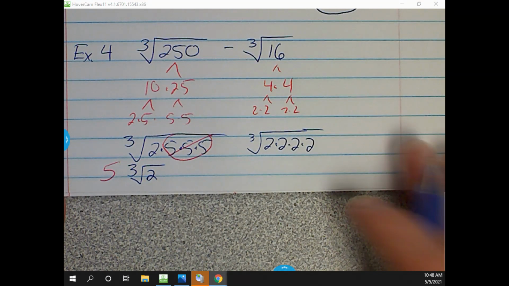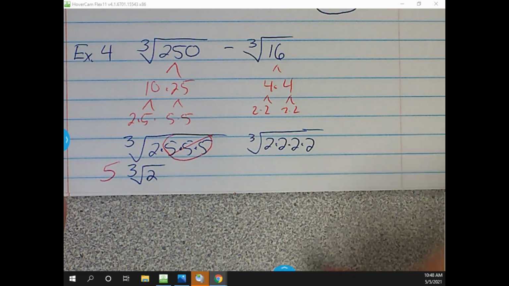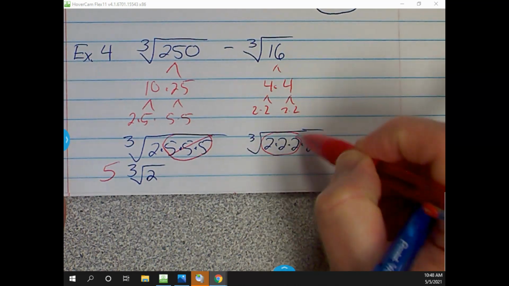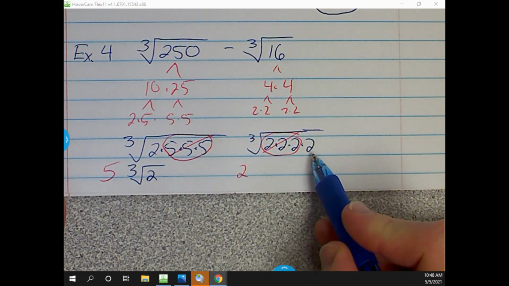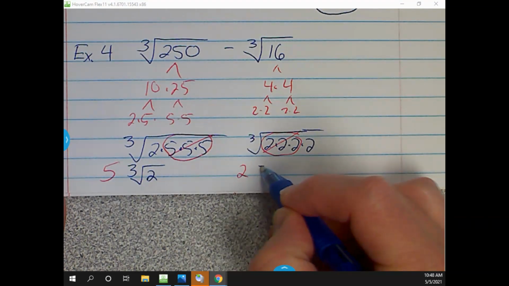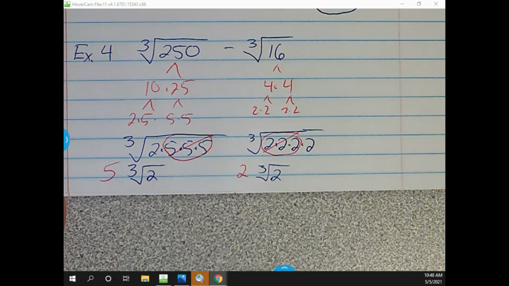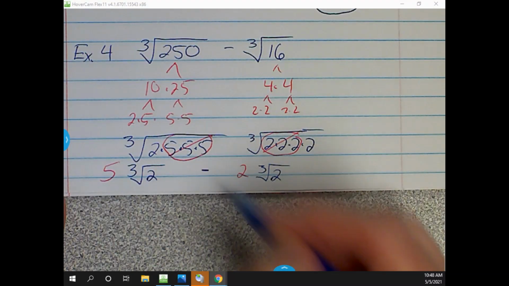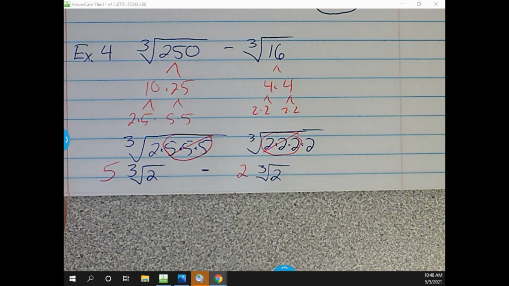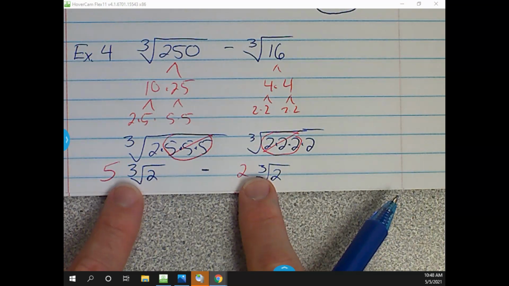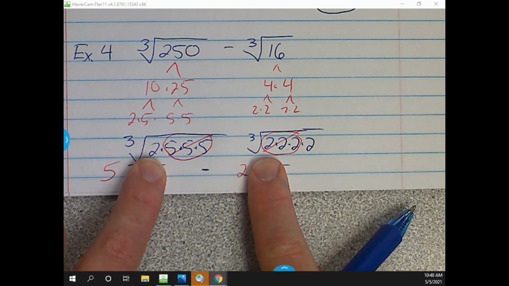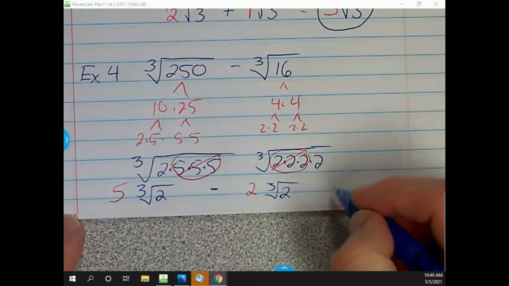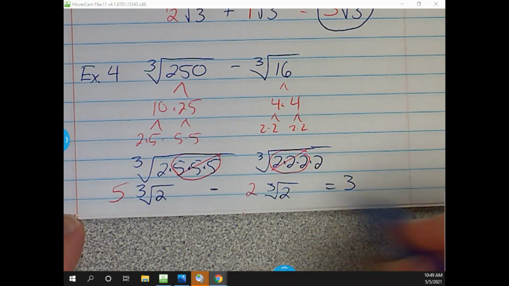Okay. And again, because we're doing third root, we have to have a group of 3. Well, there's 3 2s, so we can take that 2 out. There's only 1 left over, so it's going to stay left over on the inside. So that means we're doing 5 times the third root of 2 minus 2 times the third root of 2. So indexes are the same, the radicands are the same. So you can just cover those up for a minute, and we're really just doing 5 minus 2, which is 3, and then we need the third root of 2.